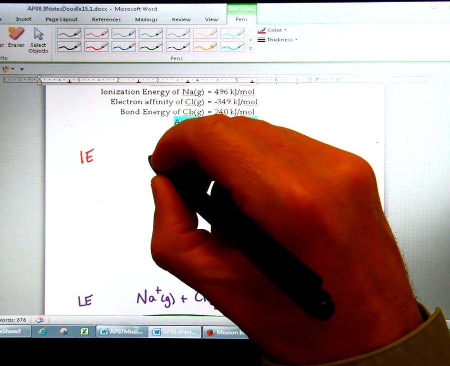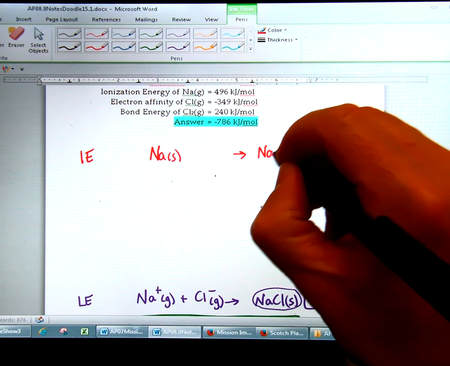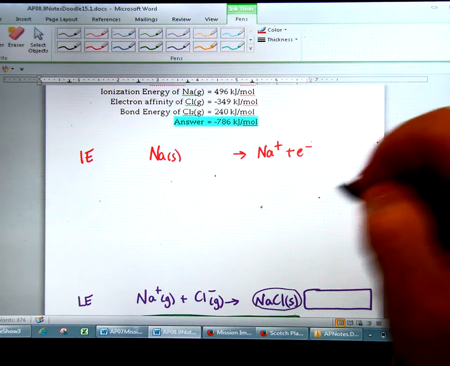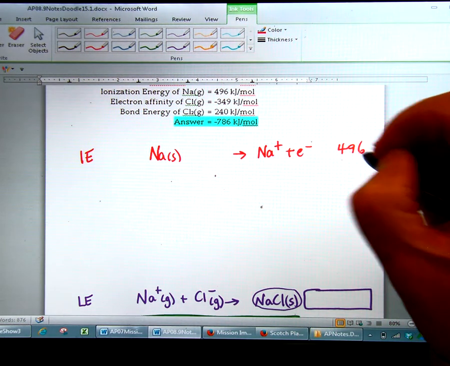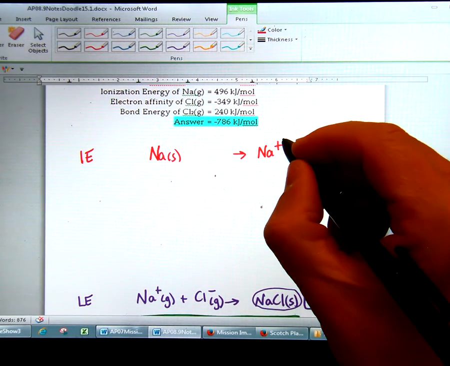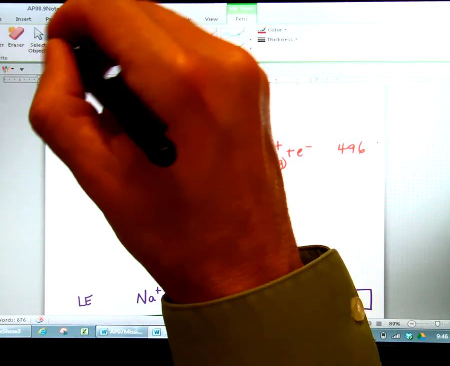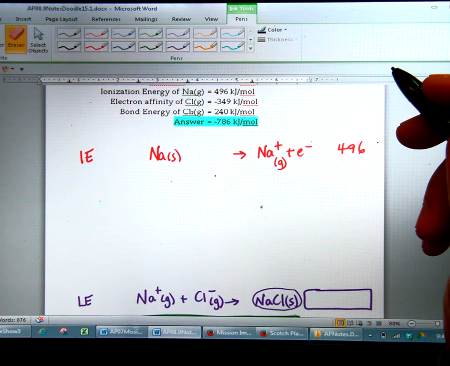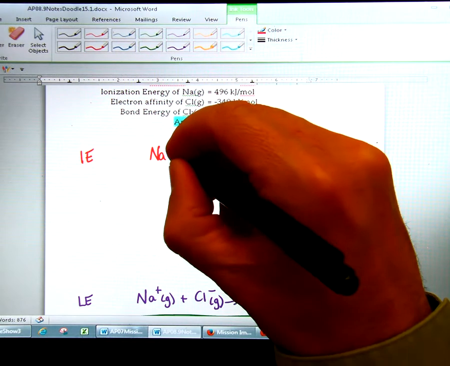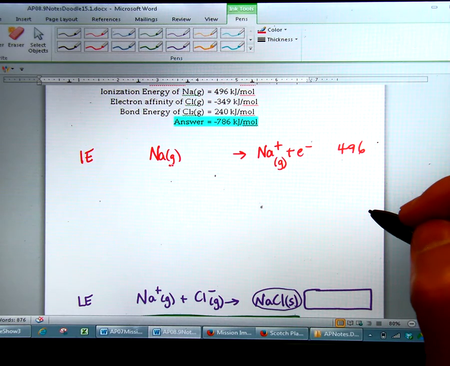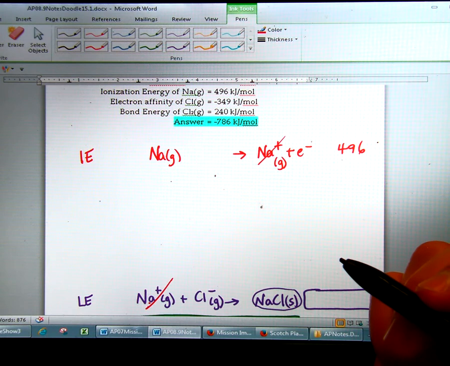So sodium solid, Na solid. You want to change that into Na plus and an electron. That's called ionization energy, and it tells you that's 496. So you write the 496 right here. Now look at what happens. By the way, this is a gas right here. This is a gas. So what I can do is notice that this is going to cancel out this so far.